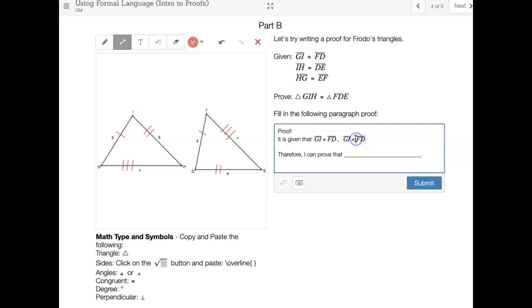Okay, perfect. So what I want to do is now say that IH is congruent to DE. So I just copied what I had done, and now I'm going to change the segments to IH and DE.